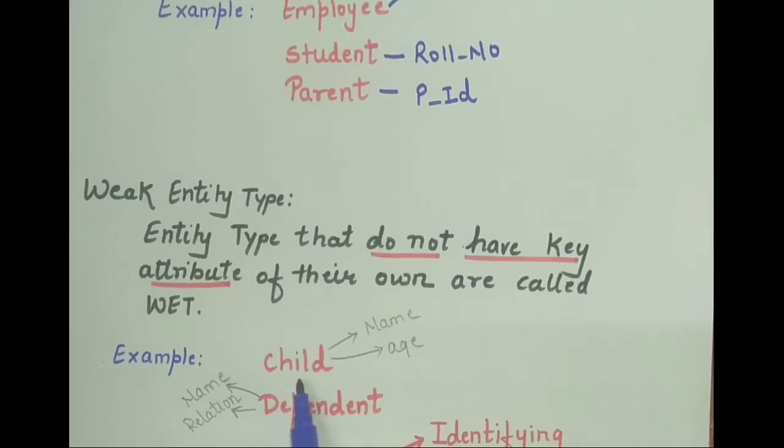Child I have taken since child won't exist unless the parent is there, right? Similarly dependent won't survive unless the employee is there. Okay, so that is the reason I have taken a simple example, child and dependent, over here. Child is having attributes like name and age. Similarly dependent is having attributes like name and relation.